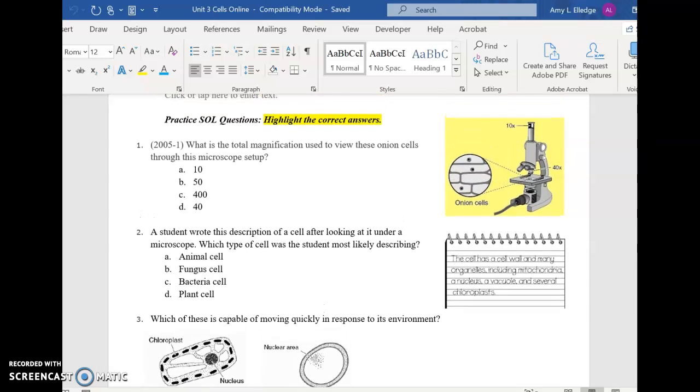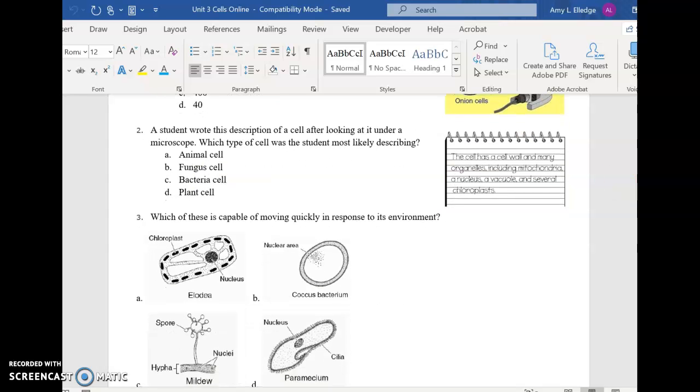What is the total magnification used to view these onion cells through this microscope setup? So if you did the stuff at the beginning, you know that the total magnification equals eyepiece times objective. So 10 times 40, you should have got C, 400.